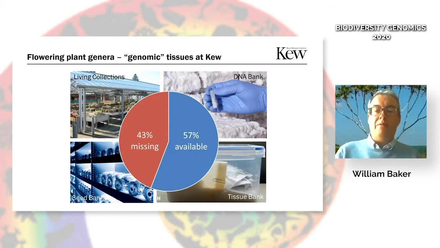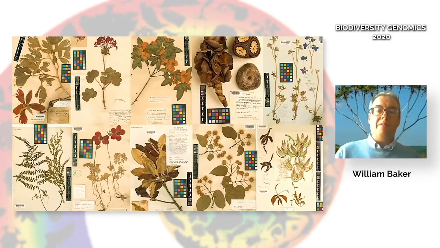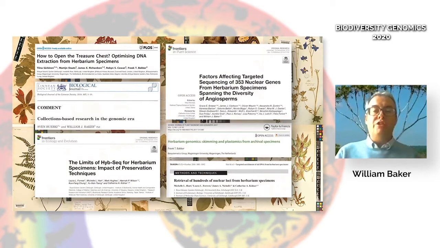And what would we do about that chunk? Well, how about going to the herbarium, where we have far more plant species than in the living collections? There's now a large literature showing quite how much we can do with the herbarium to obtain DNA.